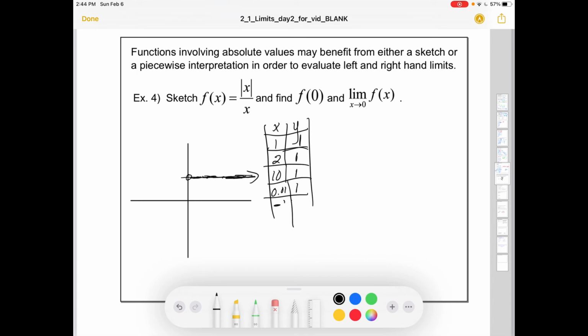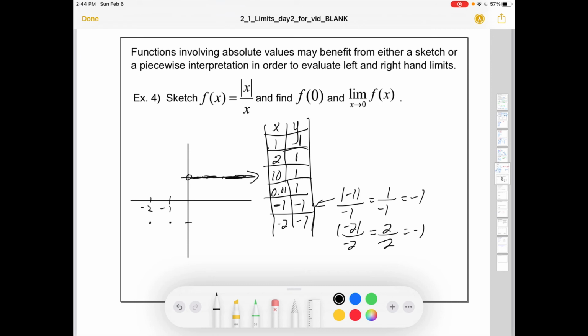What if we put in negative numbers? What would we get? Well, I get absolute value of -1 all over -1, which would be 1 over -1. Oh dear. So here at -1, I'd have this point. If I did it at -2, I'd get absolute value of -2 over -2, which would be 2 over -2. Still give me -1. So it would be right here. And really, with any negative number that I use, I'm still going to get -1.